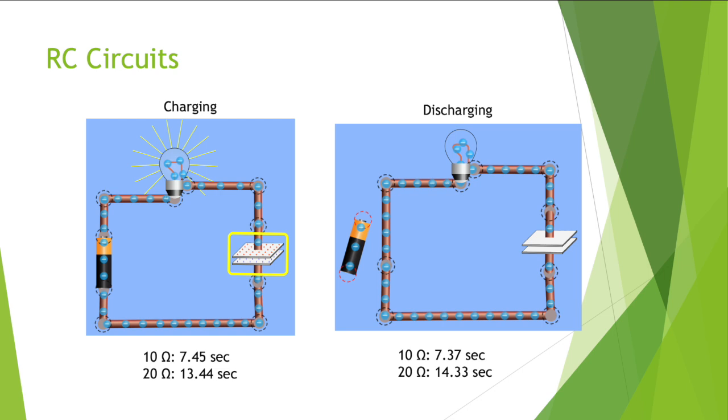Here we are looking at the charging and discharging of the capacitor and measuring how long it takes with a 10 ohm light bulb and a 20 ohm light bulb in the circuit. For charging, it took 7.45 seconds with a 10 ohm and 13.44 seconds with a 20 ohm. For discharging, it took 7.37 seconds for a 10 ohm and 14.33 seconds with a 20 ohm.